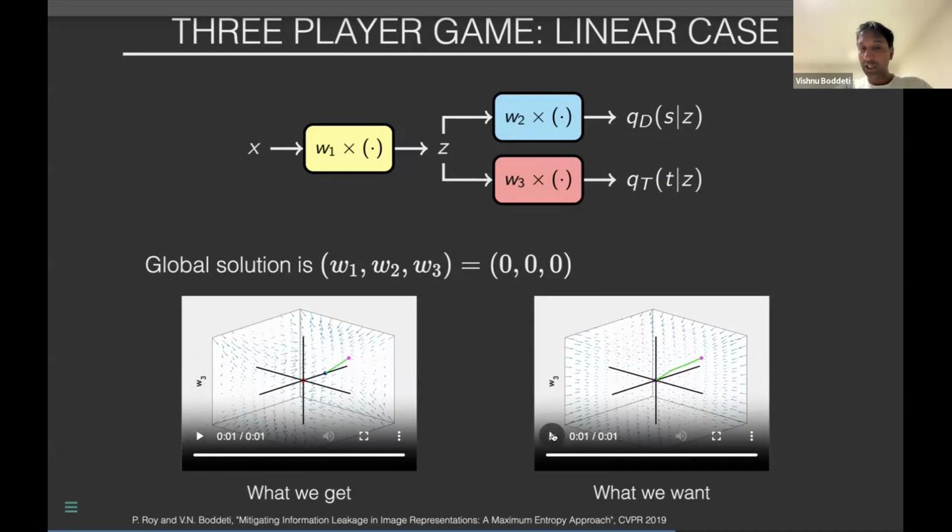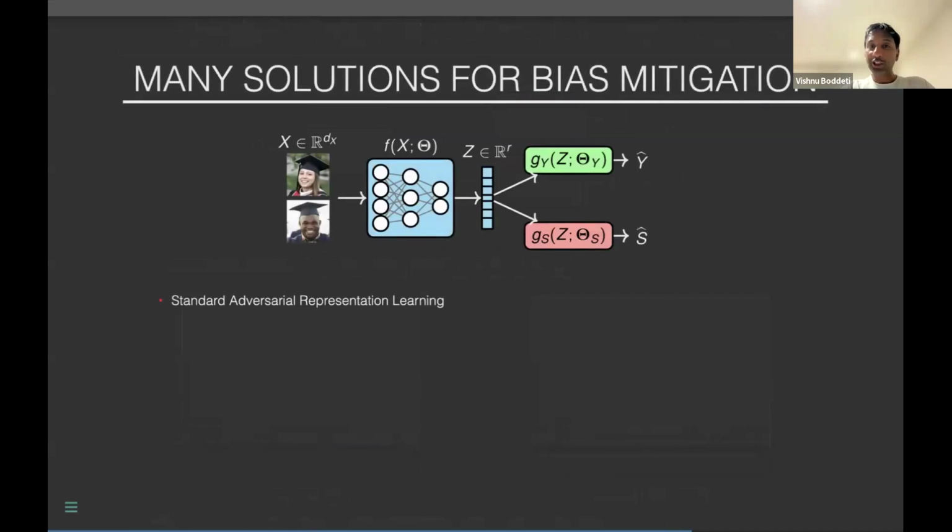So what we want is this. We want the model to start at this pink point, and then you want it to reach the origin, which is the ideal solution. But the model does not reach this ideal solution. So that's why it's not going to remove any unfairness. So there are many solutions to fix this problem. A lot of them have been developed by my group at MSU and also by others in other universities.